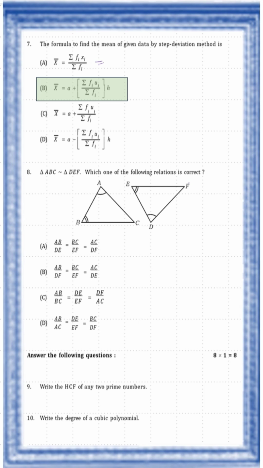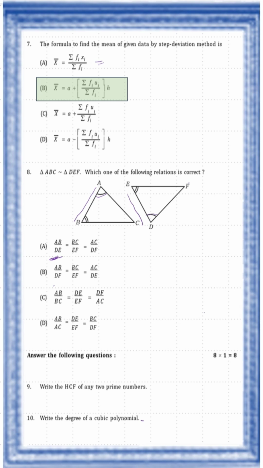Okay, now two triangles are given, ABC and DEF. Which one of the following relations is correct? These are similar triangles. Angle A is equal to angle D, angle B is equal to angle E. So corresponding sides AB upon DE. Yes, it is there. First option only is correct. Here AB upon DF is given, AF upon BC is given, AB upon AC is given.